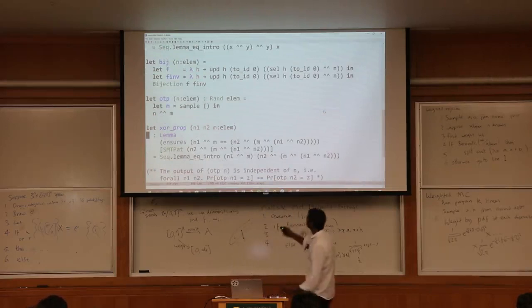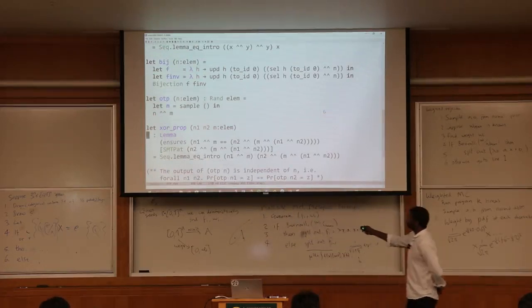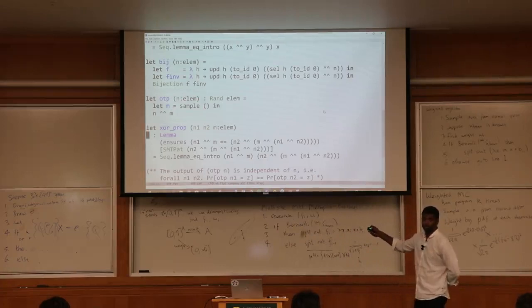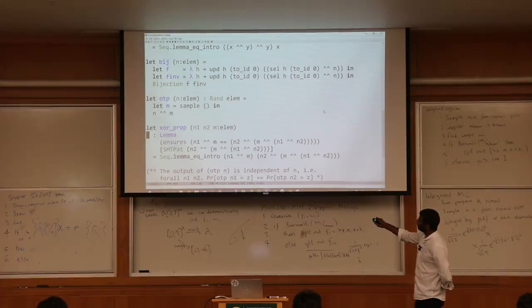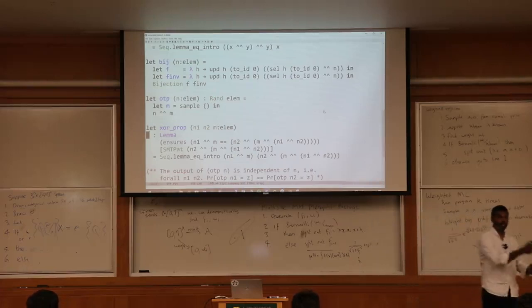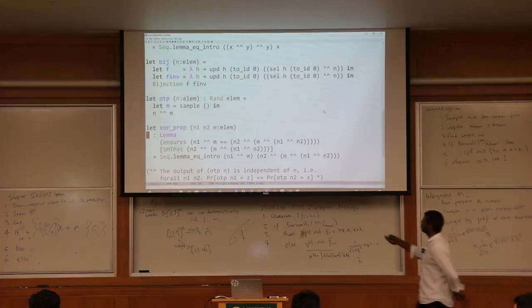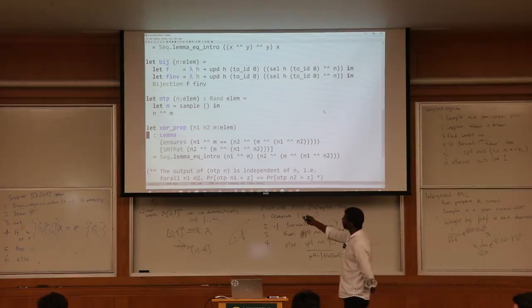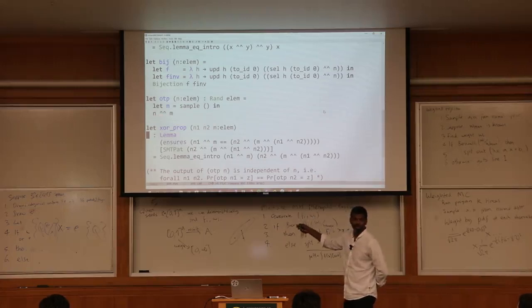So here's my implementation of one-time pad. One-time pad takes an element that is the message I want to send. And RAND is the effect of randomness in F star. So programs in RAND are going to sample from a random tape. Pull some random bytes off the tape, the tape advances. And OTP is going to do a sample, and then it's going to just XOR my message with the sample. So it's dead simple.